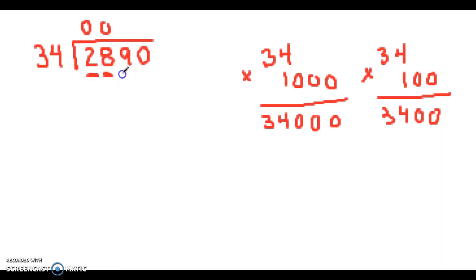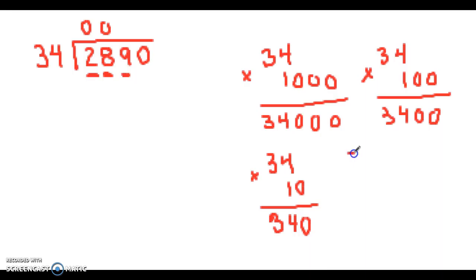So now we're going to move on to our tens place, and we're going to multiply our 34 by 10. And we're going to get 340. And that can go into 2,890. But the next question is how many groups of 10 can you put in? So after this, it's more of a guess and check system.